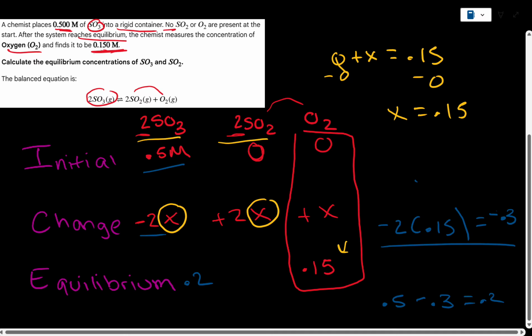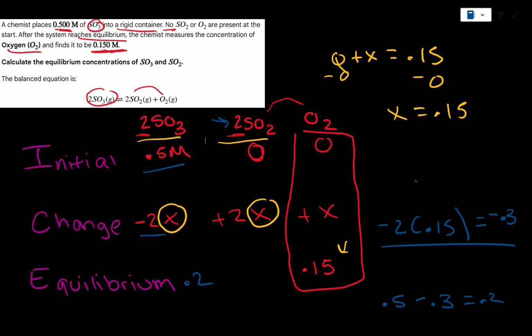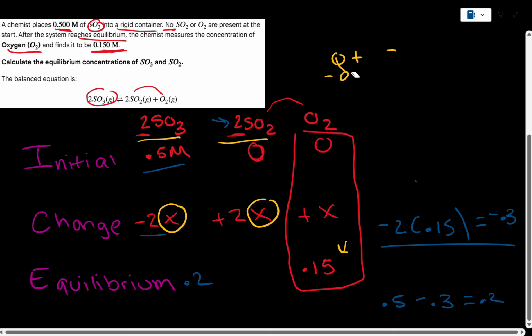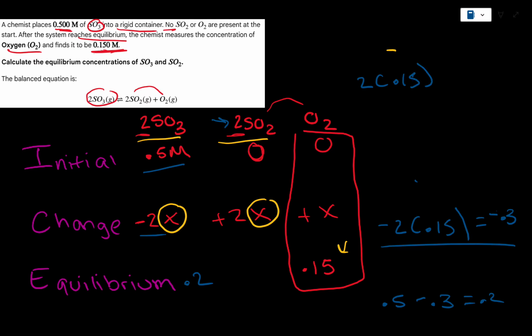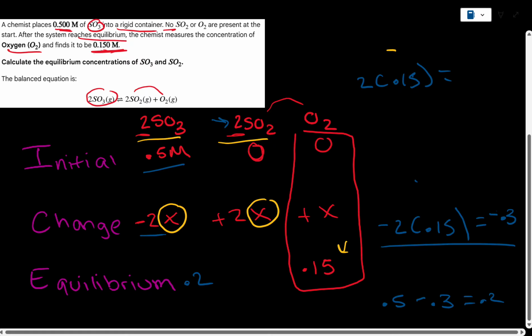And then we're going to do the same thing for this one right here. So I'm going to go ahead and erase this so I have some room. It's going to be 2 times 0.15, which is going to equal positive 0.3.